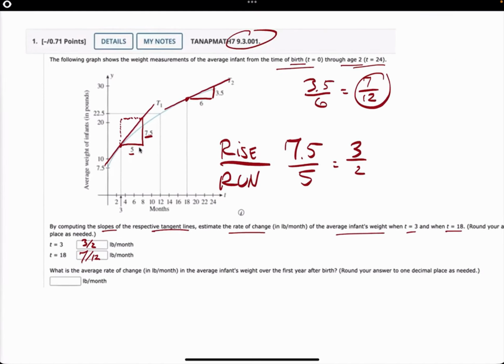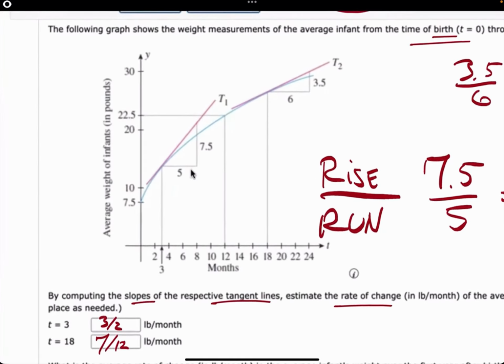Next they ask, what's the average rate of change over the first year after birth? All right, let's get rid of this stuff and analyze just the first year. In other words, the first 12 months. So at the very, very start, at birth, the weight is 7.5. At 12 months, notice they have these little lines kind of helping us see the y value at 12, and that is 22.5.